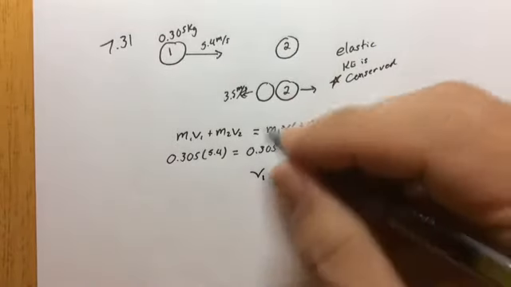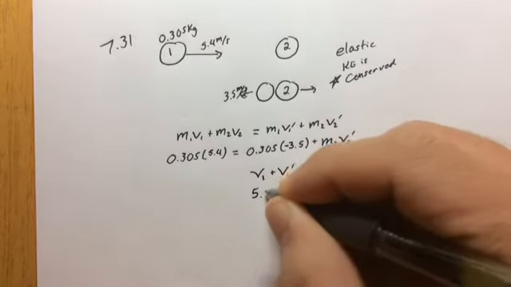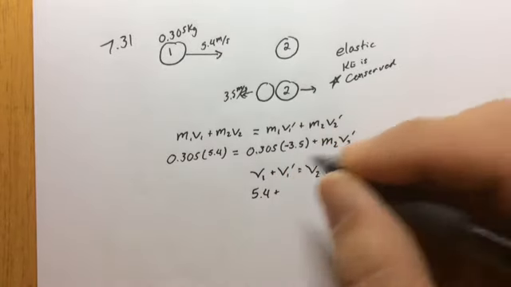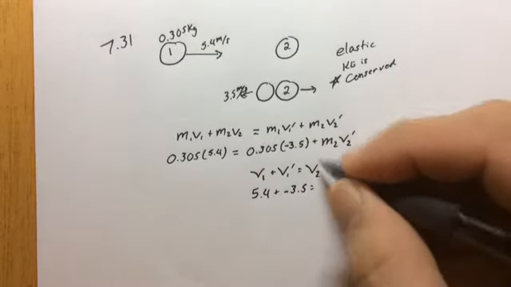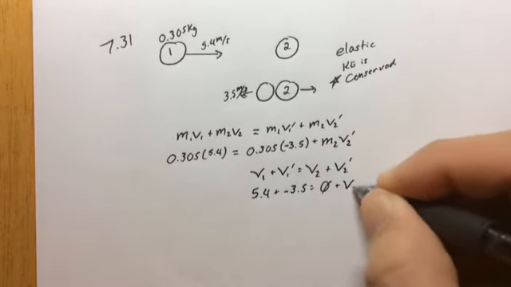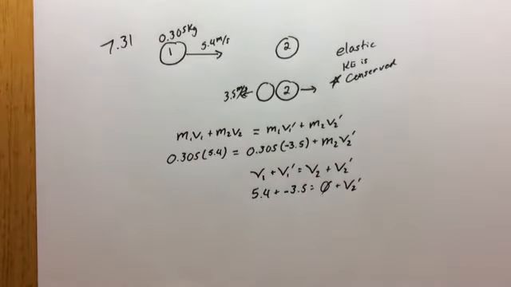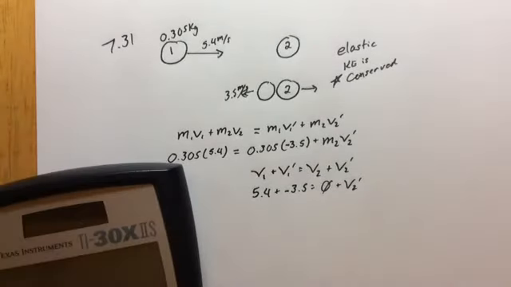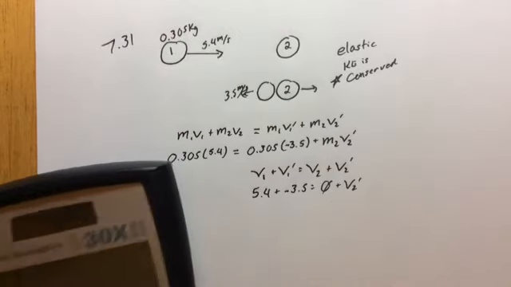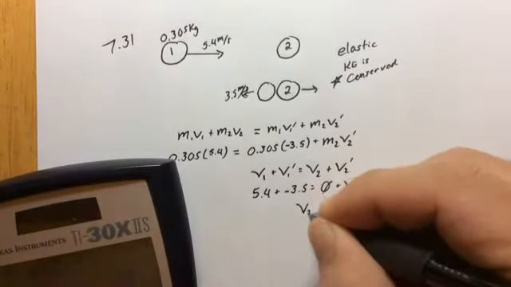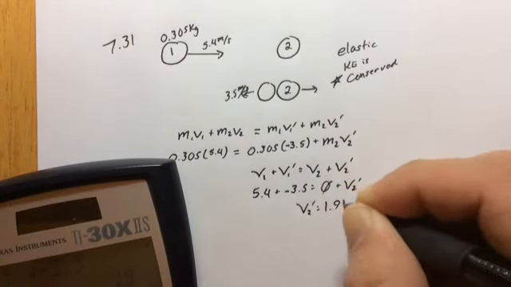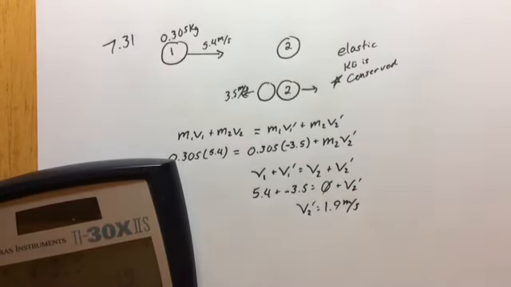So, this is going to help us out. V1, 5.4 plus V1 prime after the collision, negative 3.5 equals V2, nothing, plus V2 prime. Plugging stuff in, what do we get? 5.4 minus 3.5 gives me 1.9. V2 prime equals 1.9 meters per second. We are done. Magic. You ever wonder why the wizard is our mascot? That's why.